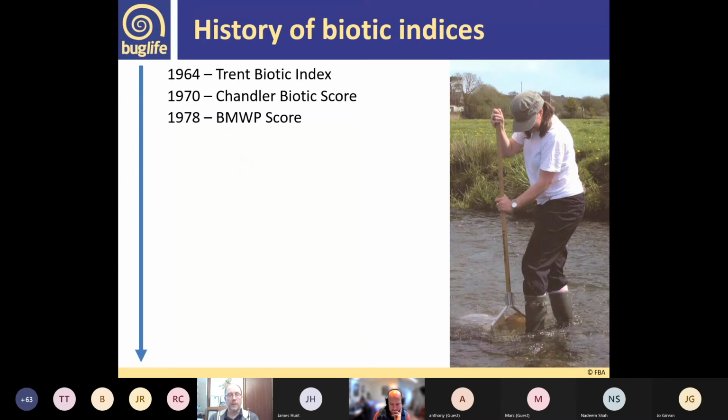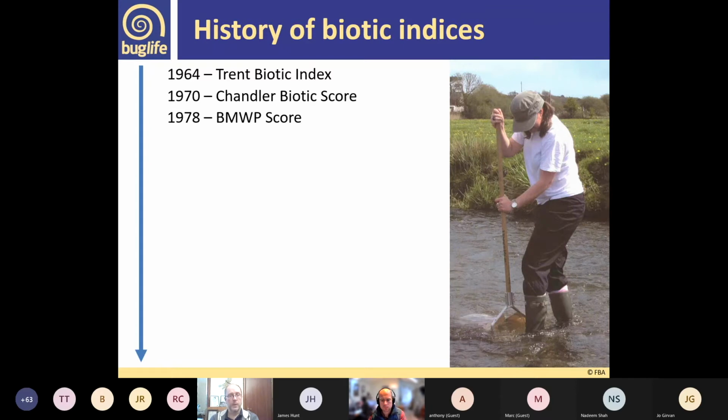So after Hynes's paper, there was a lot of interest in developing indices for measuring water quality in rivers, and a few different ones sprung up around the country. But the first one that really took off was the Trent Biotic Index in the 1960s. This was a very basic index that looked at different families, different orders of insects that were found in the river, and scored them according to their tolerance to organic pollution.